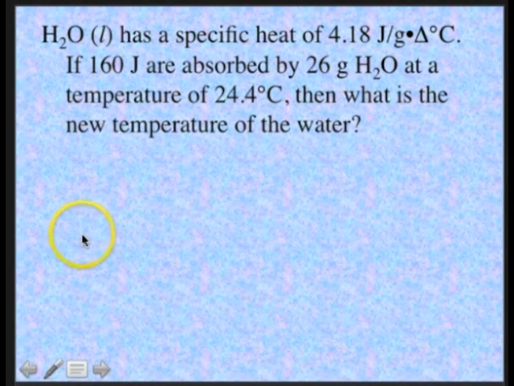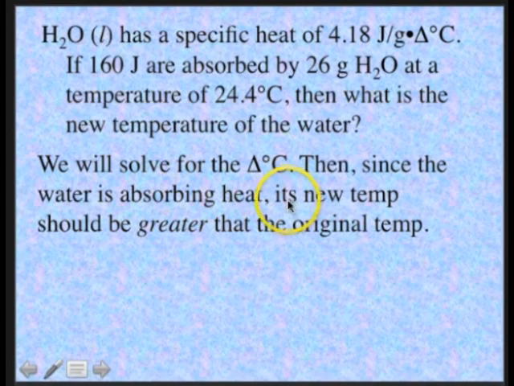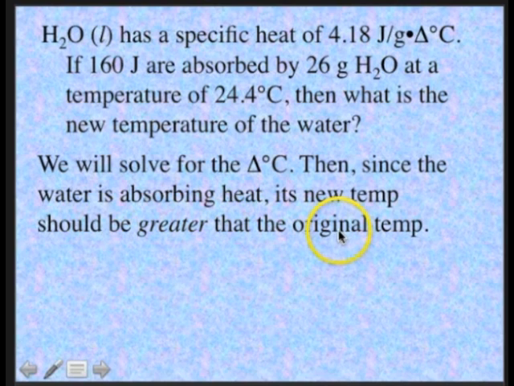So here's another one. Water has a specific heat of 4.18 joules per gram delta degree C. And if you've got 160 joules absorbed by 26 grams of water at a temperature of 24.4 degrees C, what is the new temperature of the water? What we can do is to solve for delta degrees C, put in our specific heat conversion factor, and then since water is absorbing heat, its new temperature should be greater than the original temperature.